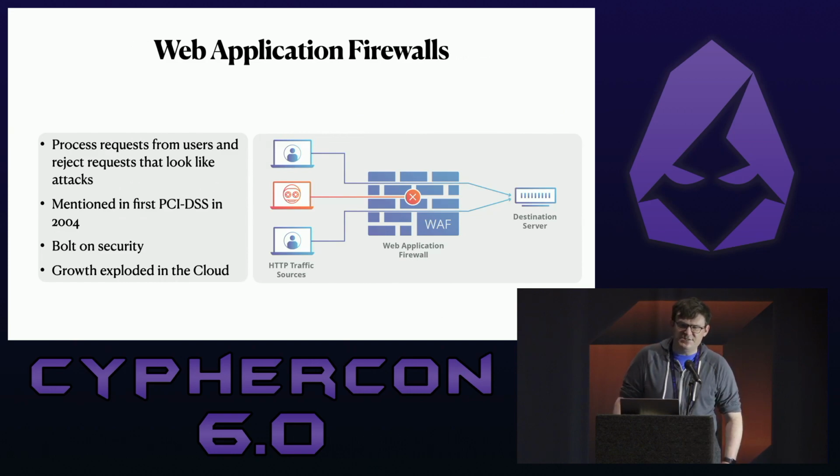Next was WAFs, web application firewalls. These basically sit between the end users and the applications that they are running, and they try to prevent attacks based on pattern recognition. These were actually first mentioned in PCI DSS in 2004, so they were already pretty popular back then. And they were popular because they were a way to bolt on a layer of security to applications you couldn't actually modify. For example, if you bought some functionality.